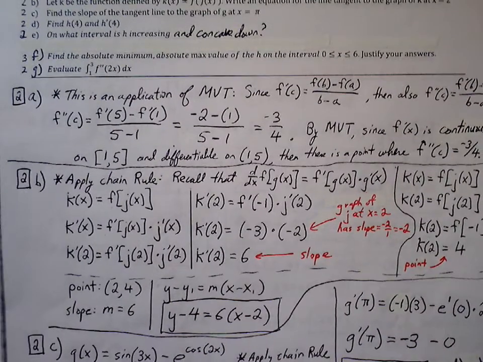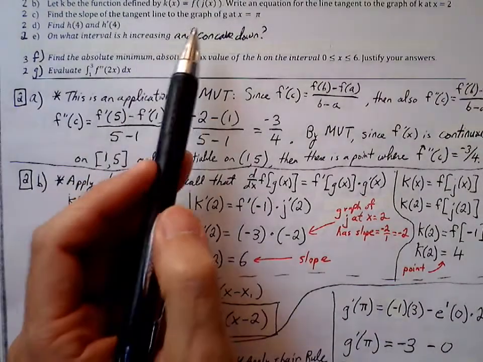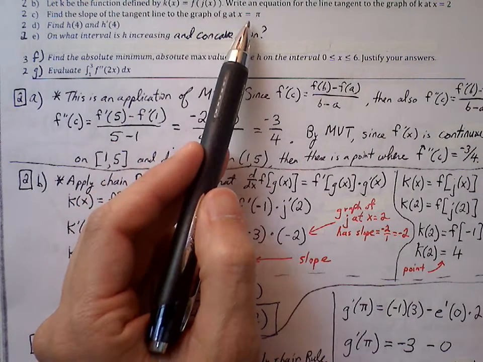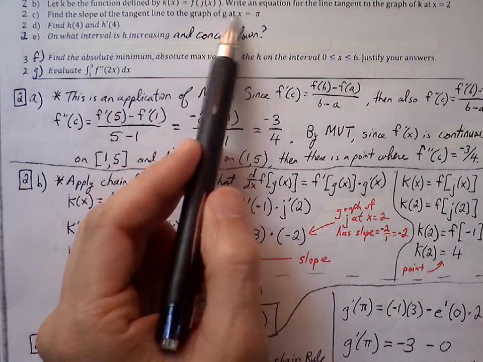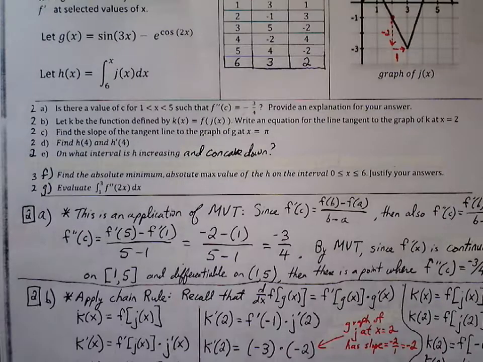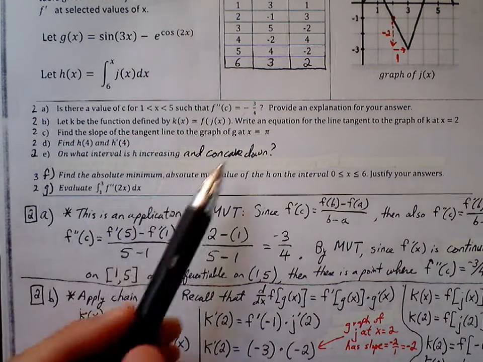Part C, find the slope of the tangent line to the graph of g at x equals pi. So if we want to find the slope of the tangent line, we need to find the derivative, and from the derivative, we evaluate the derivative at that point.